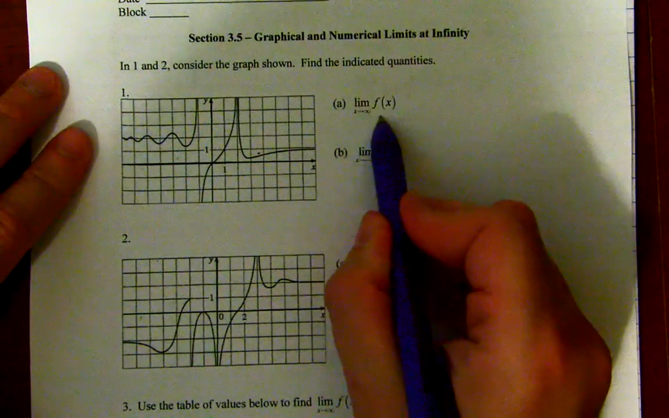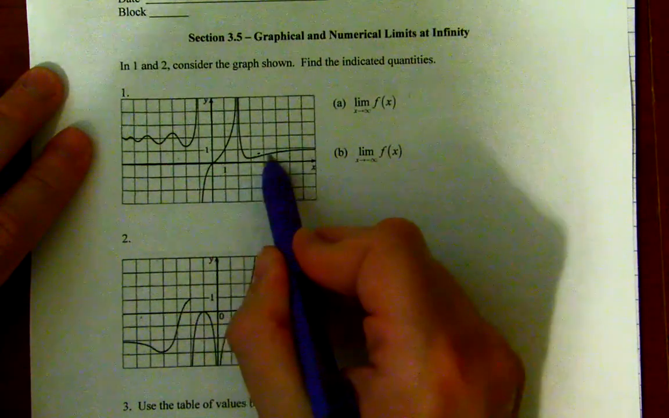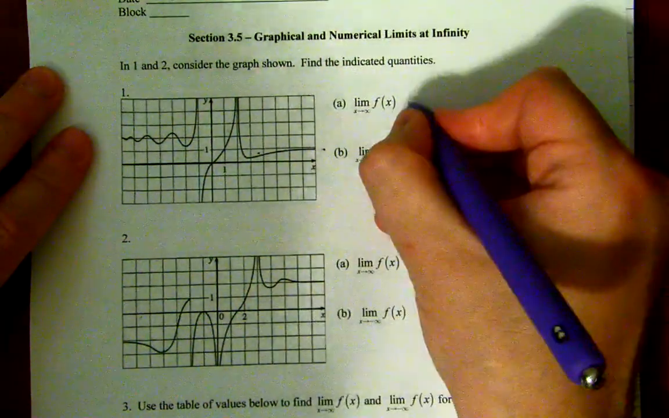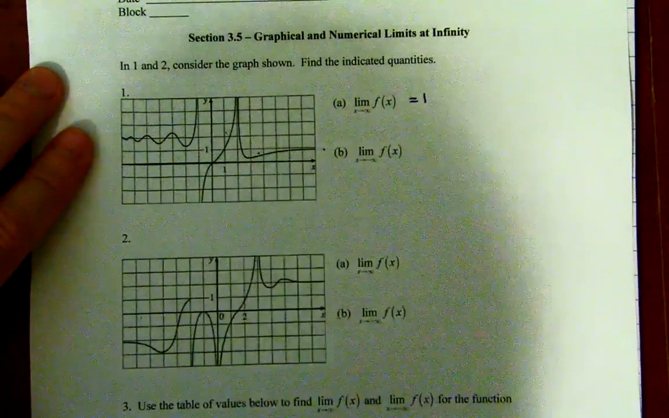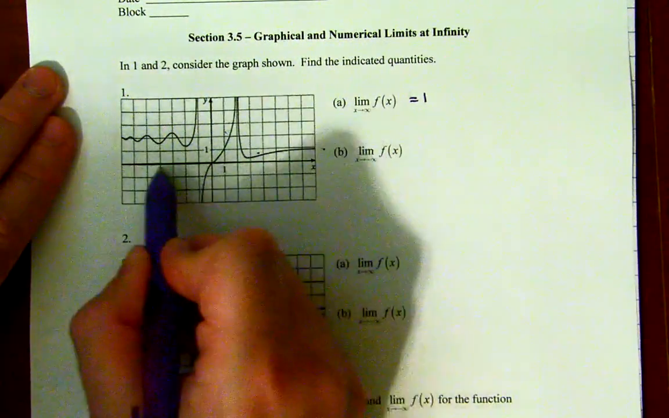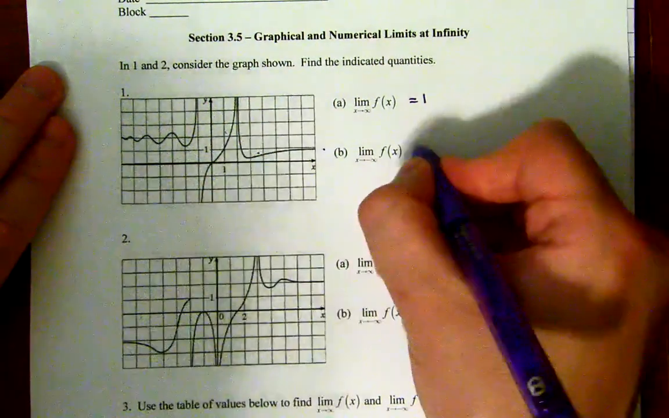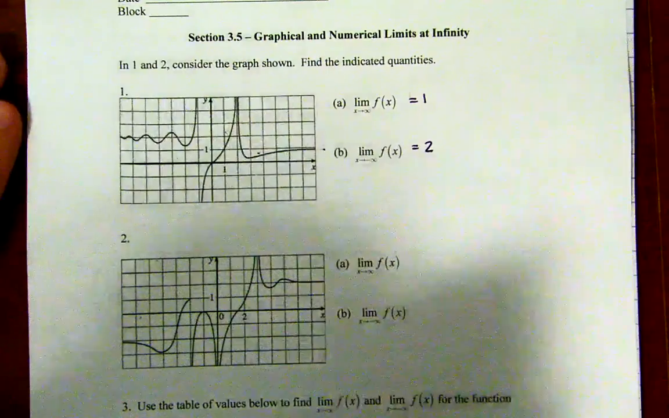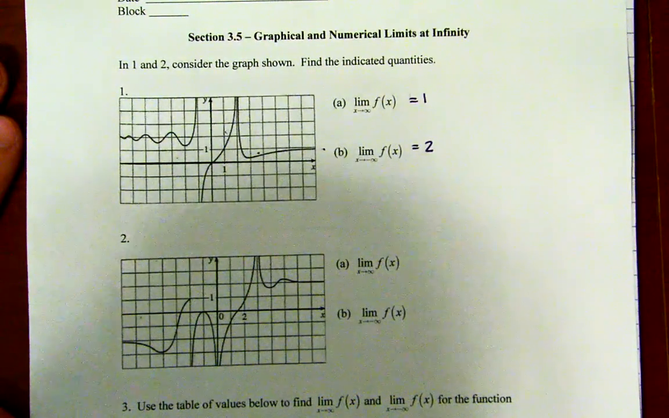Okay, well, as x approaches infinity, that means when I'm going far to the right, my y values are approaching 1. I don't care about any of this fancy stuff over here. None of that matters. As x approaches negative infinity, that means as I'm going far to the left, my y values are approaching 2. That's it. Nothing else on the graph matters as far as these are concerned.